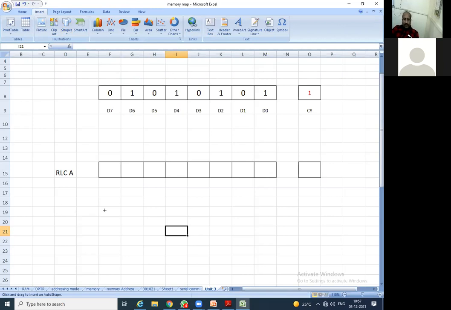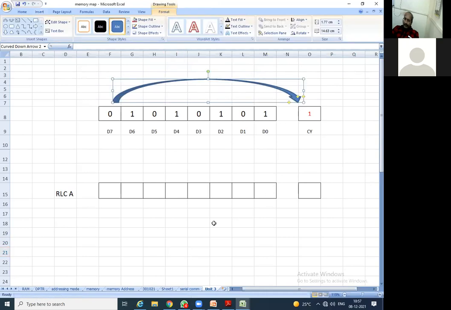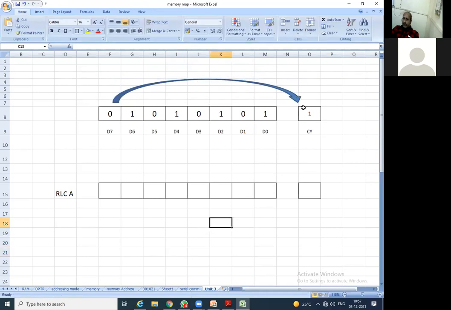Okay, if you are ready with your answer, I will now explain. RLC, rotate left with carry. Again the same thing, that the MSB, instead of going to the LSB, will go to this carry. It will move to this carry, and whatever the carry is going to be there.